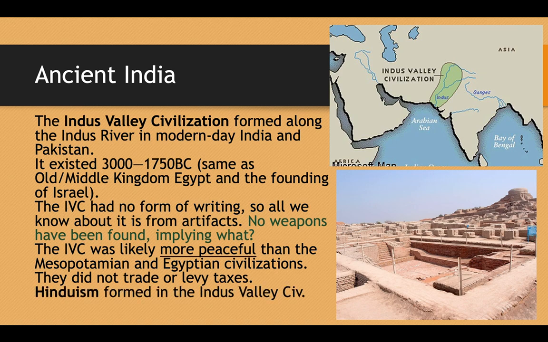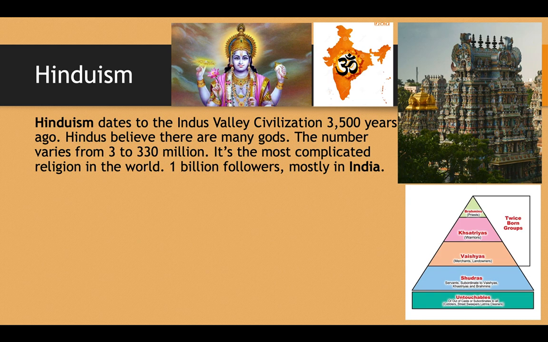But one important development that happened in the Indus Valley was Hinduism was formed, one of the most ancient religions in the world. We already learned about Judaism, another one of the most ancient religions in the world, and now we're going to learn about Hinduism. So Hinduism dates back to about 3,500 years ago. Hindus believe that there are many gods, which means they are polytheistic. This is different from Judaism, which is monotheistic, which means there's just one God.